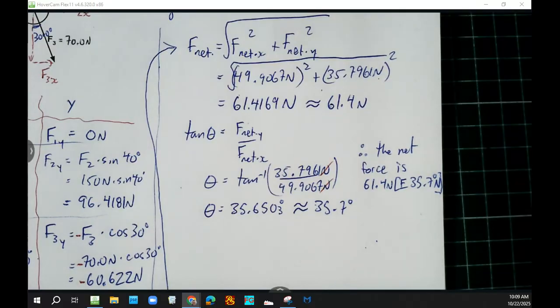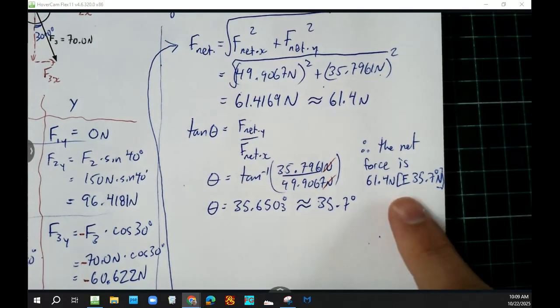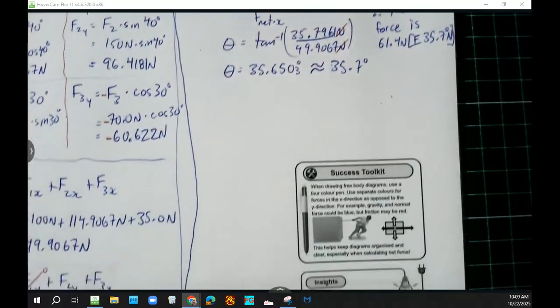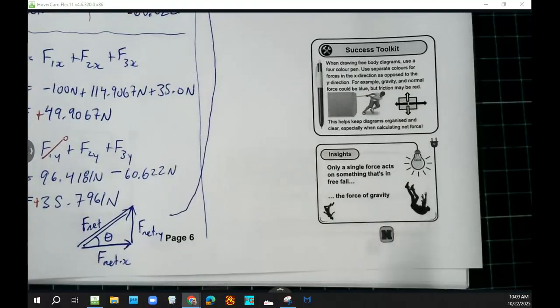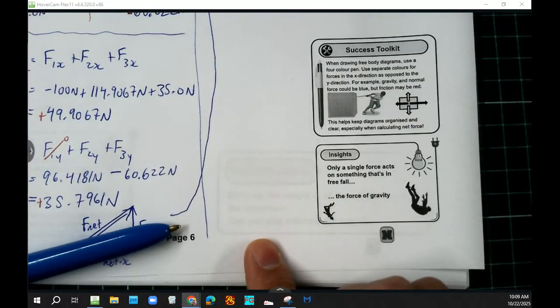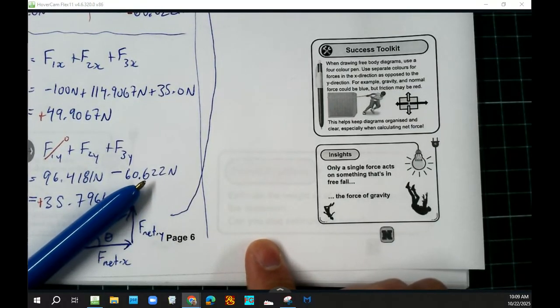And as I look at these values, why is it east so many degrees north? Take a look at the vector diagram. It was east 35.7 degrees towards the north. That's how I read that vector diagram, okay?